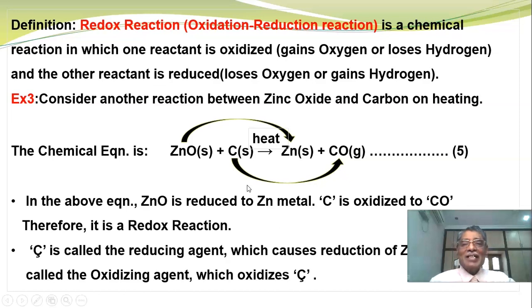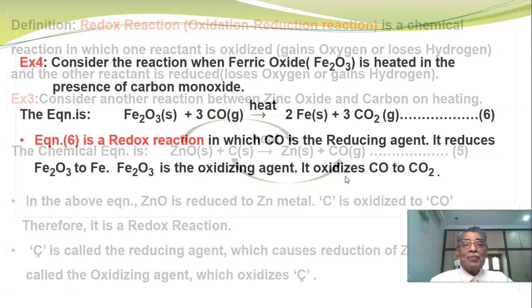Consider another reaction between zinc oxide and carbon on heating. The equation is ZnO plus C upon heating gives rise to Zn plus CO. In the above equation, ZnO is reduced to Zn metal. C is oxidized to CO. Therefore, it is a redox reaction. Here, C is called the reducing agent, which causes reduction of ZnO. ZnO is called the oxidizing agent, which oxidizes C.